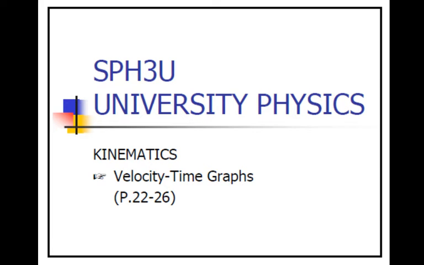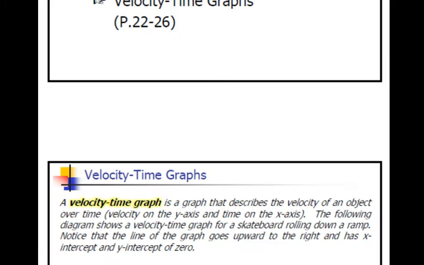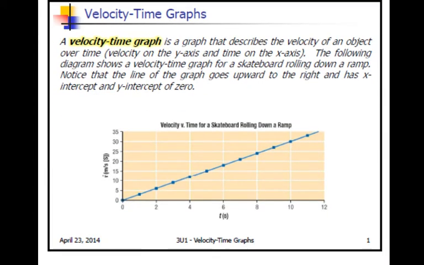Velocity time graphs are similar to the position time graphs. The same idea, it's essentially the same idea. Rather than stating the position at certain times, we show the velocity of an object at certain times. So the velocity is the y on the graph, and the time is our x-axis.